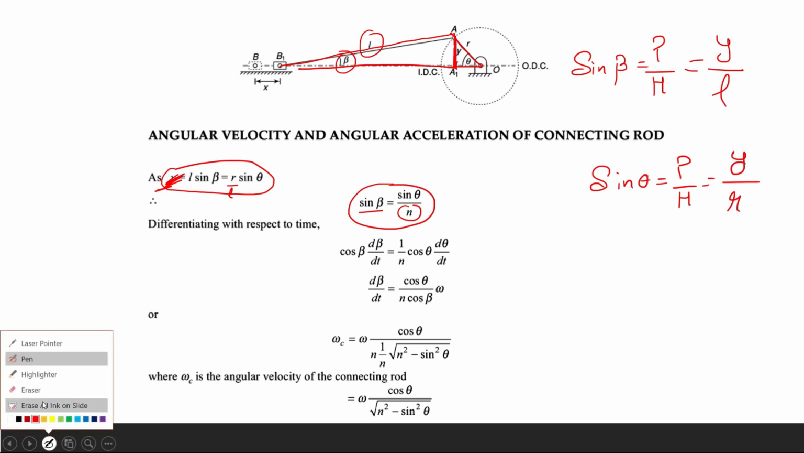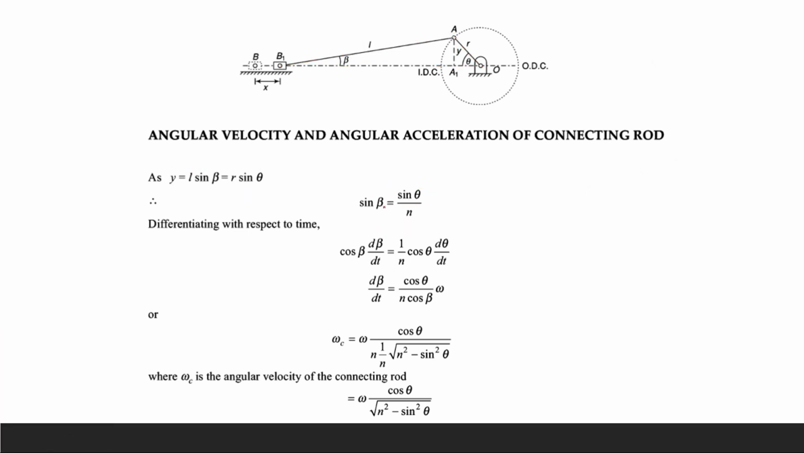What is the meaning of this relation? I will tell you. Now again you are going to differentiate with respect to time. Because you want to see what is the meaning of angular velocity of connecting rod, that at what rate this angle is changing with respect to time, and angular velocity of crank is the change in angle theta with respect to time. That is why we are going to differentiate it with respect to time.